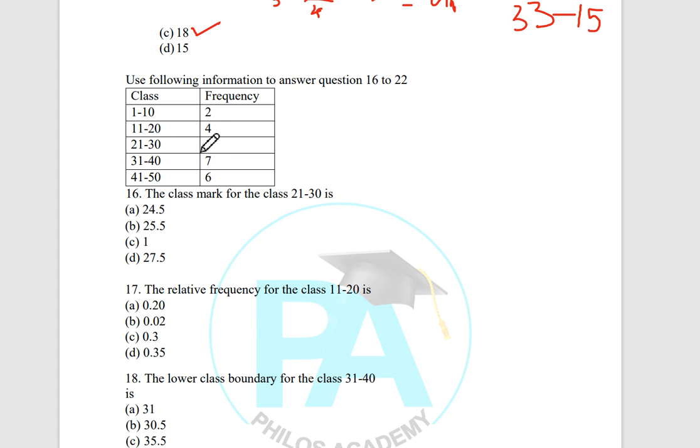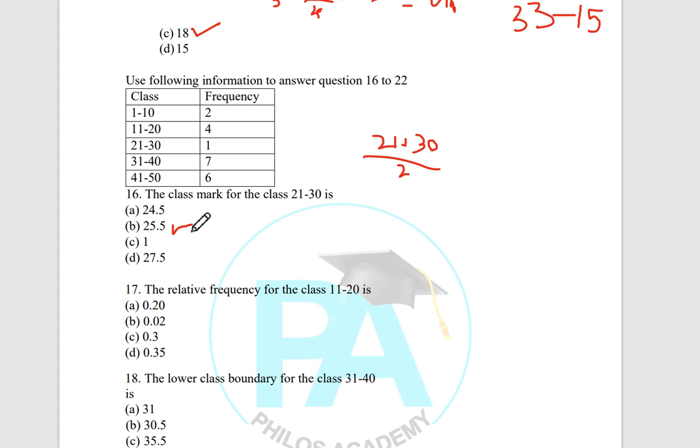To know the class mark, you are going to find the midpoint. You find a class midpoint. And to find a class midpoint, it means the lower class limit plus the upper class limit, that's 21 plus 30, divided by 2. You divide it by 2. So 21 plus 30 gives you 51 divided by 2. That's what?